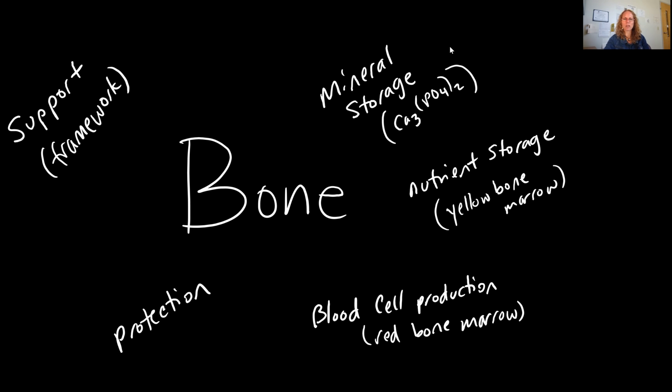Obviously, bone is also providing protection. And as you studied your skeleton, you saw that, and you just know that because you're a human. So, of course, the skull is there to protect the brain. You have the rib cage protecting the heart and lungs. You have the vertebral column protecting the spinal cord. You have the pelvic bowl, which is helping to protect some of those pelvic organs.